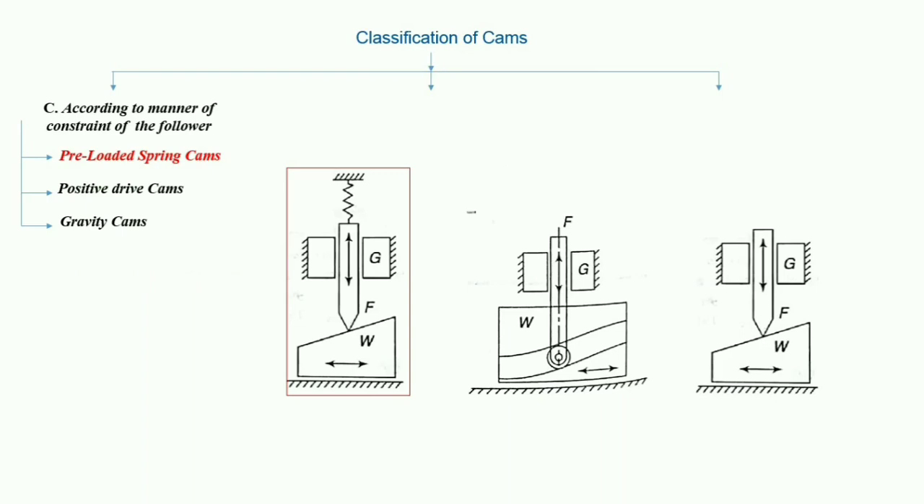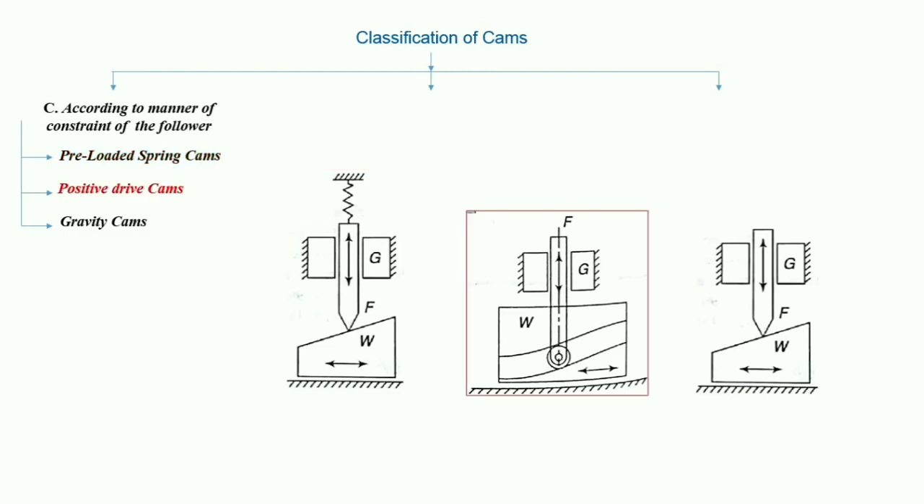So to produce exactly the motion transmitted by the cam to the follower, it is necessary that the two remain in touch at all speeds and at all times. So the first one is the spring loaded, preloaded spring cam. In this, a compression spring is used for the purpose of keeping the contact between the cam and the follower.